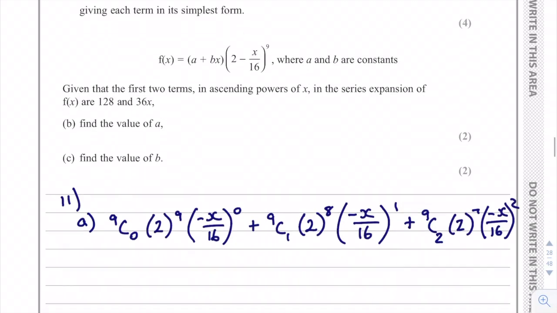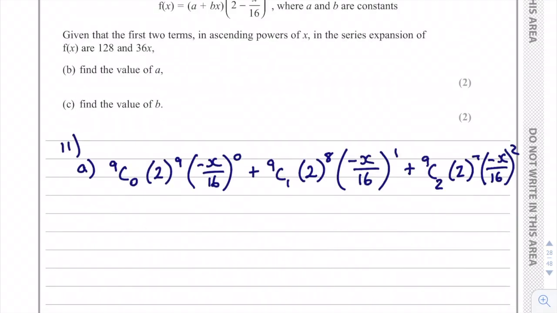So it simplifies to that. So now 9 choose 0 is 1, then we've got 2 to the power of 9, which if I type that in on my calculator is 512, minus x all over 16 raised to the power of 0 is going to be 1, so that simplifies to 512.